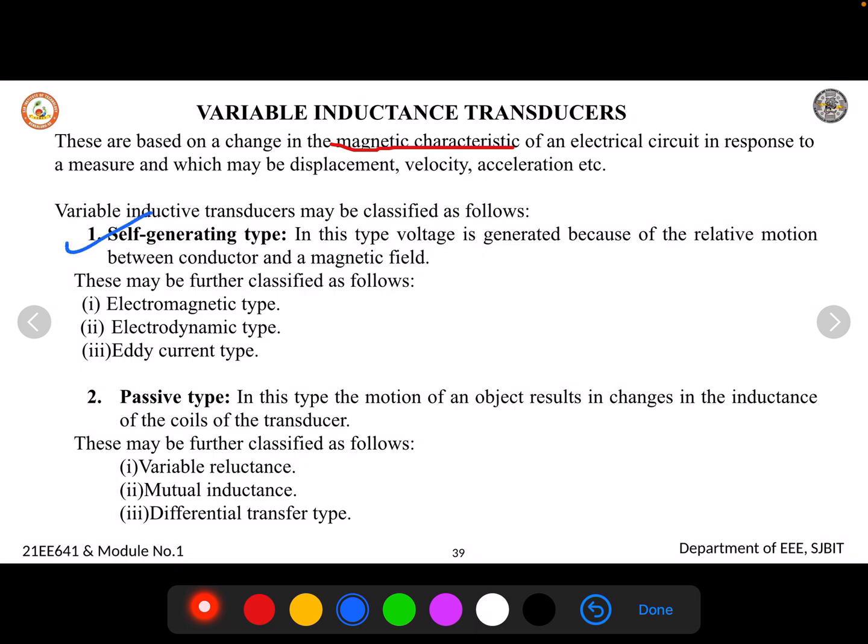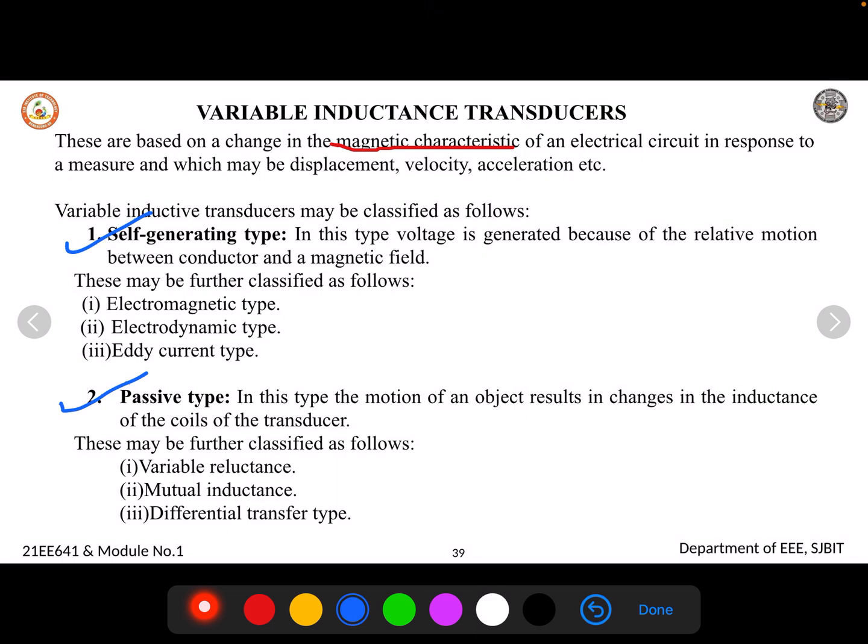As I mentioned, these variable inductance or inductive transducers are classified into two types. One is self-generating and another is passive type. The name itself says self-generating. In this type, the voltage is generated because of the relative motion between the conductor and the magnetic field. Whatever mechanical input you are giving to the transducer, based on that input there is relative motion between the conductor and the magnetic field. Because of this, the voltage is generated. It is called a self-generating type.